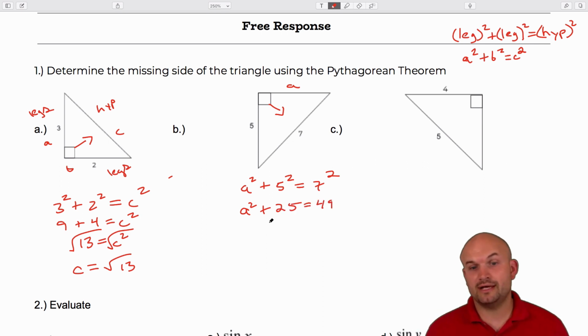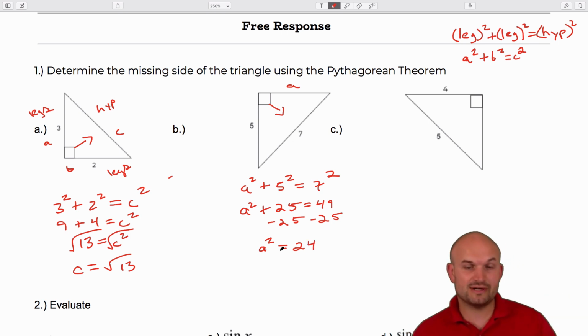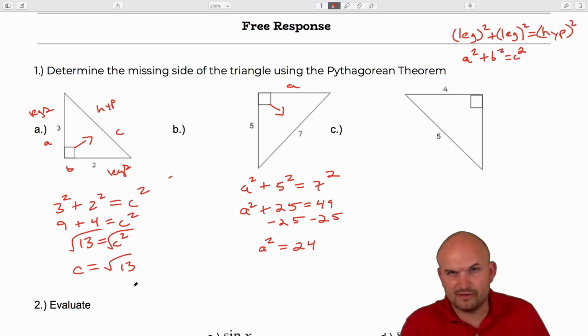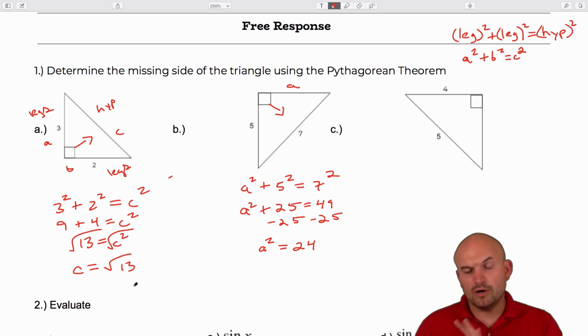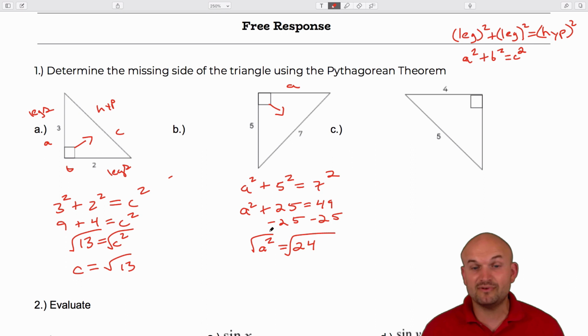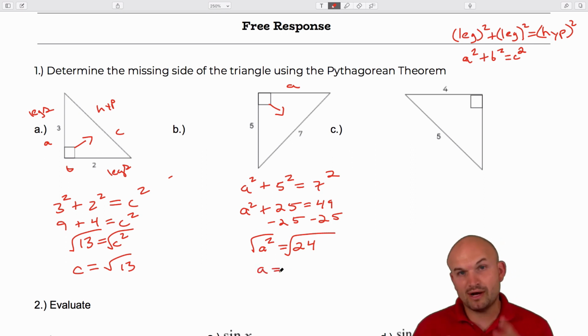Now I'm just going to go ahead and subtract my 25 here, and then I get a squared is equal to 24. Now in this case, it's a little bit interesting because in the previous one, we couldn't simplify the square root of 13, right? That was it. Well, 24, when we take the square root on both sides, we can simplify the square root of 24. So what we're going to want to do, if you remember, is break down 24 into a set of square numbers.